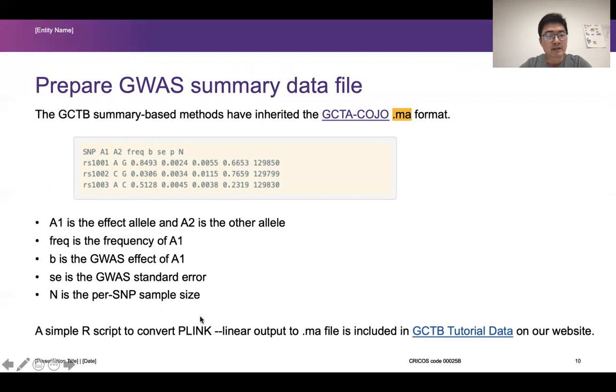And the transformation of your GWAS data to this .ma format would depend on the software you use to run GWAS. In our GCTB tutorial data folder, we provide a simple R script to convert the PLINK linear model output to our .ma file. If you are using a GWAS from a case-control study, then you need to use the log odds ratio as the beta value, or the b value, in the .ma file.